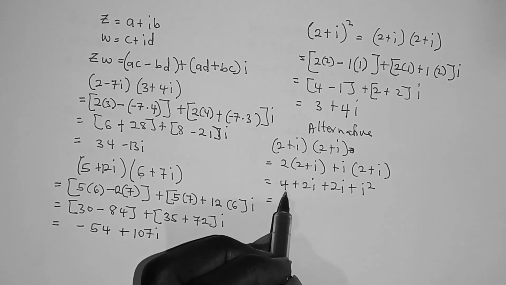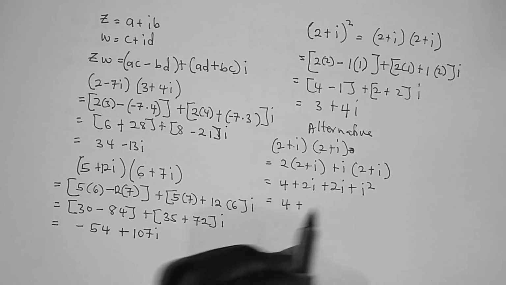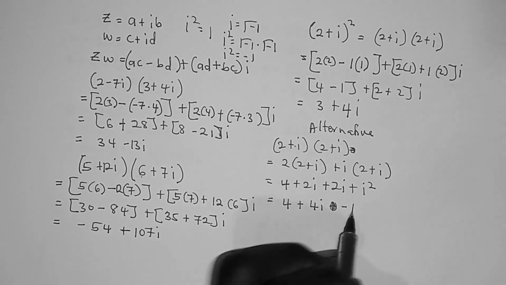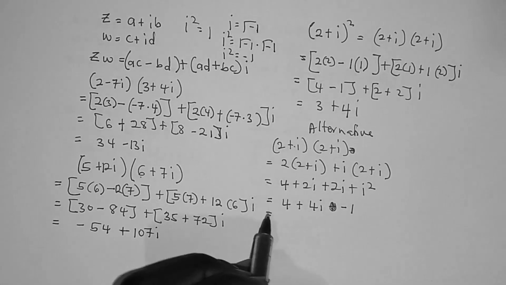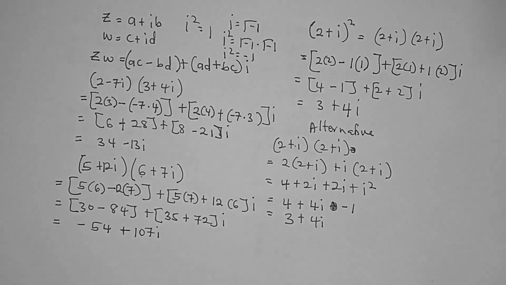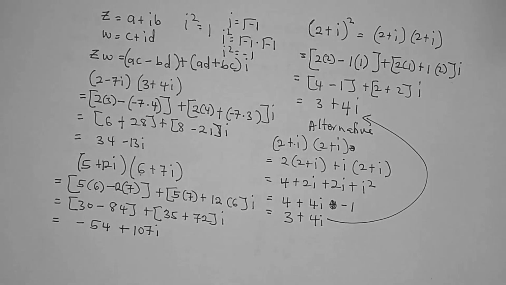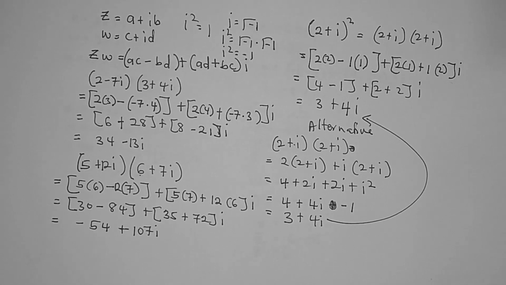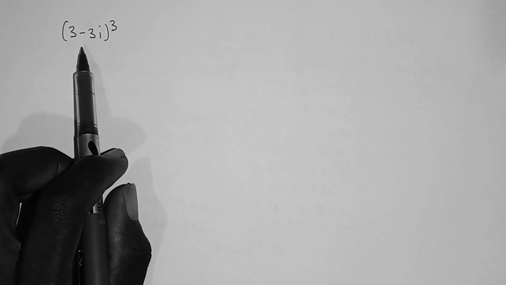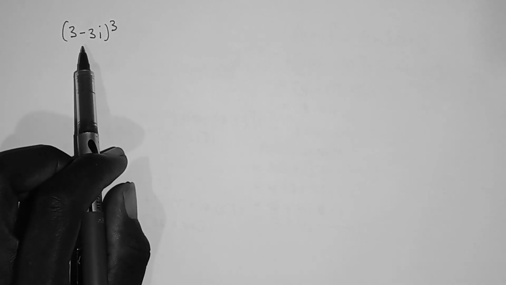So this is equal to 4 plus 2i plus 2i is 4i, then plus i squared is minus 1, so here becomes minus 1. 4 minus 1 is 3, so 3 plus 4i. And it is the same as the answer we got. Any of the methods you use, you should get the same answer. So you can pause the video and try this example, which is expand 3 minus 3i exponent 3.